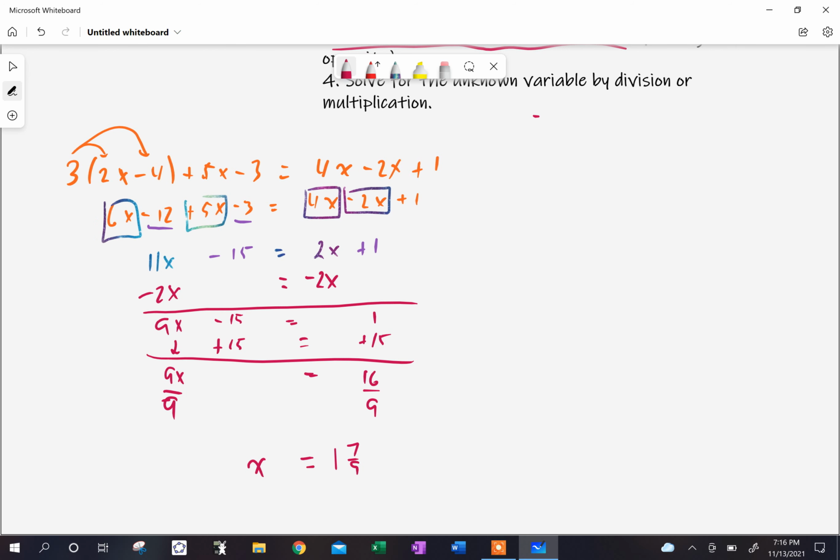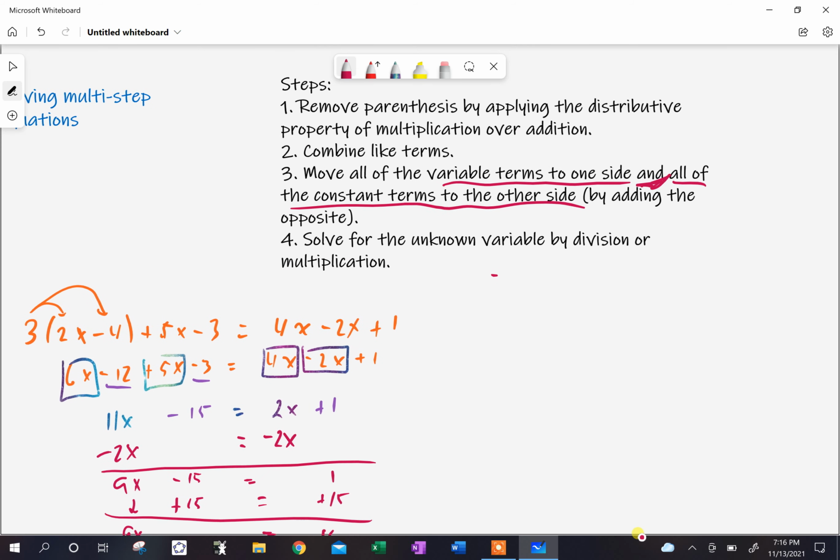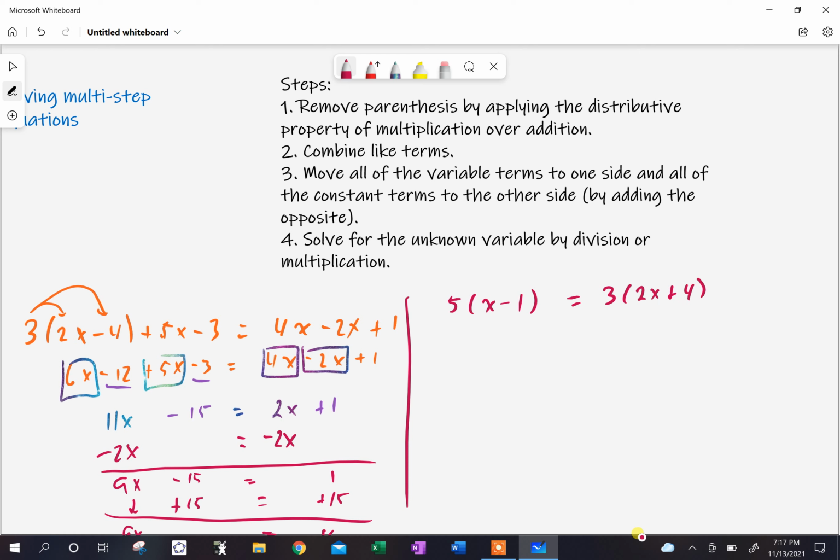So let's take a look at another example, because, well, why not? And you do have to be careful, because I do go a little bit quick. I just want you to be careful. So let's say I had 5 times (x minus 1) is equal to 3 times (2x plus 4) plus 2.